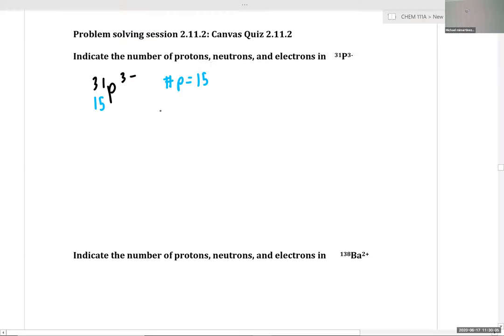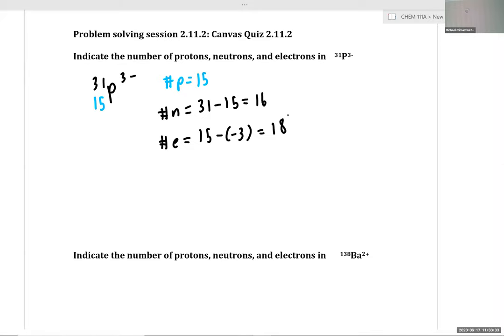Now our number of neutrons is equal to the mass number, which is 31, minus the number of protons, which is 15, which gives us 16 neutrons. Finally, our number of electrons is equal to our number of protons, which is 15, minus the charge, which is 3 minus, which gives us a number of electrons of 18. Any questions on this first example?